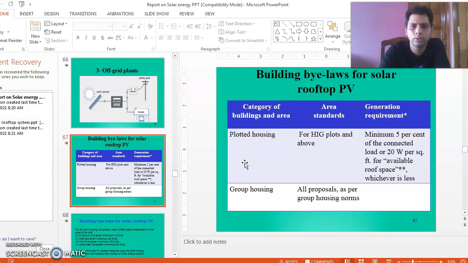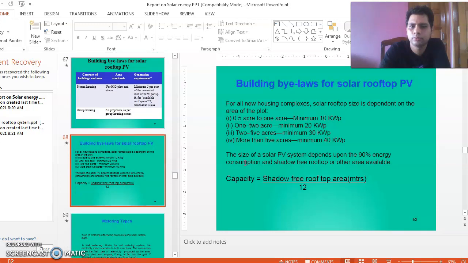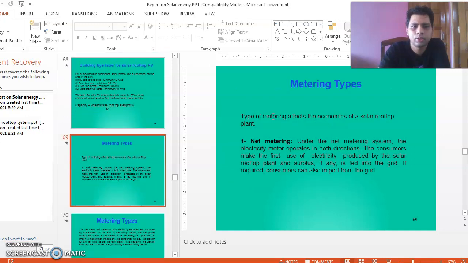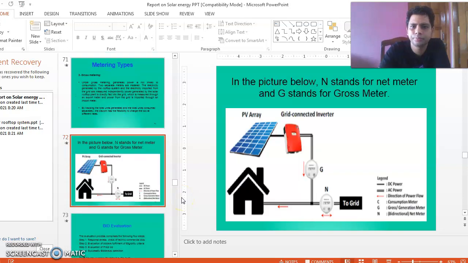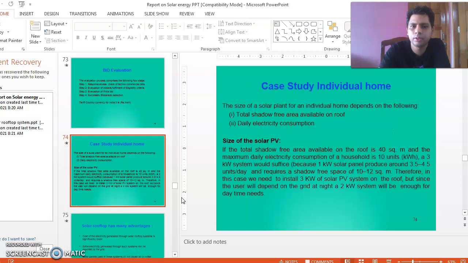Building bylaws for solar rooftop PV systems is this. Capacity: how to design the capacity of the house is equal to shadow free rooftop area divided by 12. It is the formula. Generally 0.5 acre to 1 acre, minimum 10 kilowatt we can install the system as per here. Metering type, net metering already discussed. In net metering, DISCOM will replace the existing meter with a bidirectional meter. Another, bid evaluation.